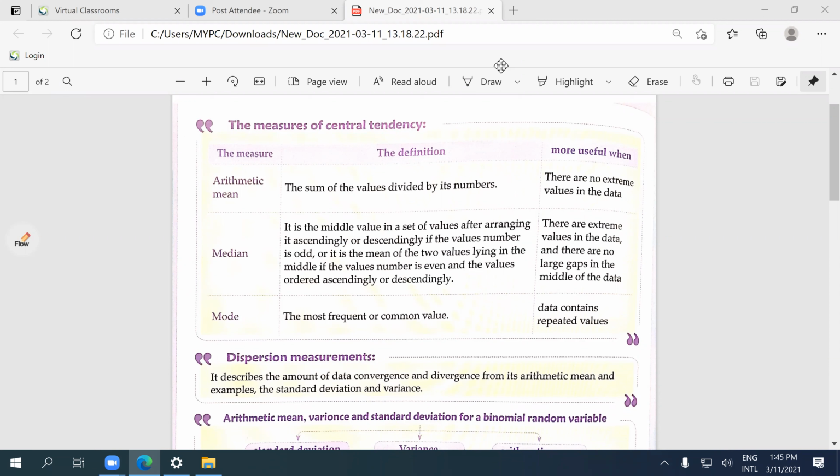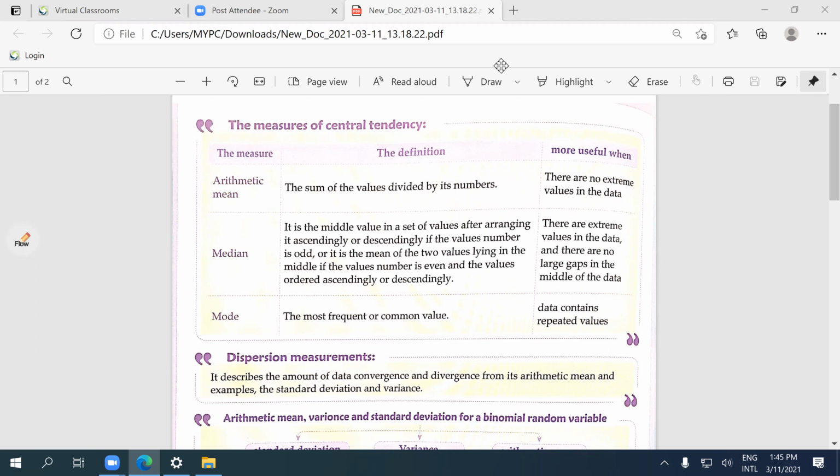So we have a common point. It means, for example, if I have 5 subjects, I get 9 in the first subject, 9 in the second subject, 8 in the third subject. In the fourth subject, I get 10, and in the last subject, I get 9. So my mark is around 9. It means 90% for the whole subjects.